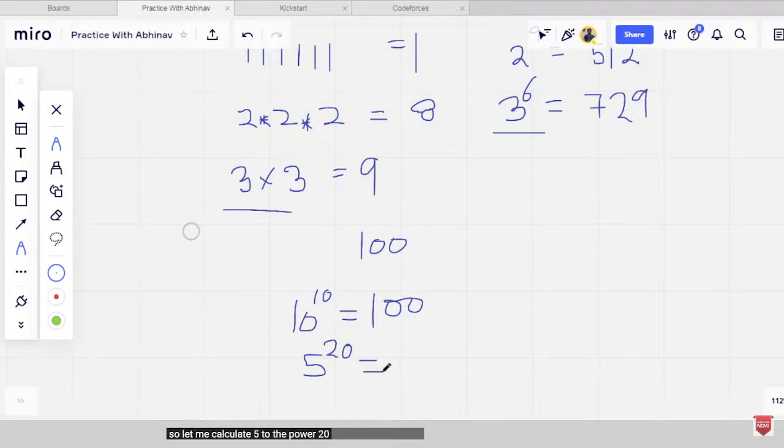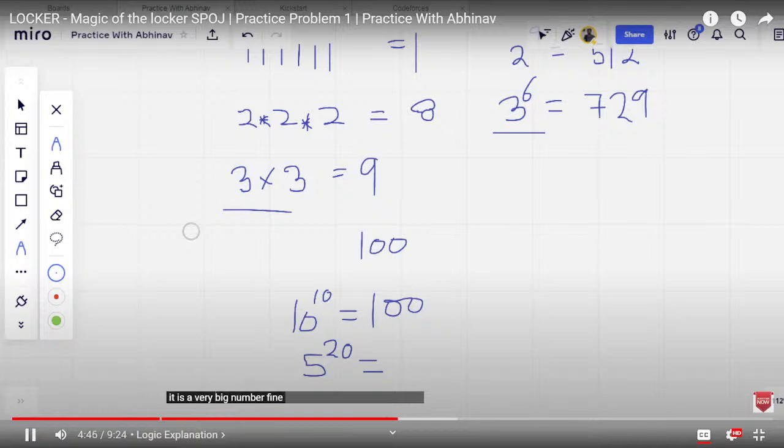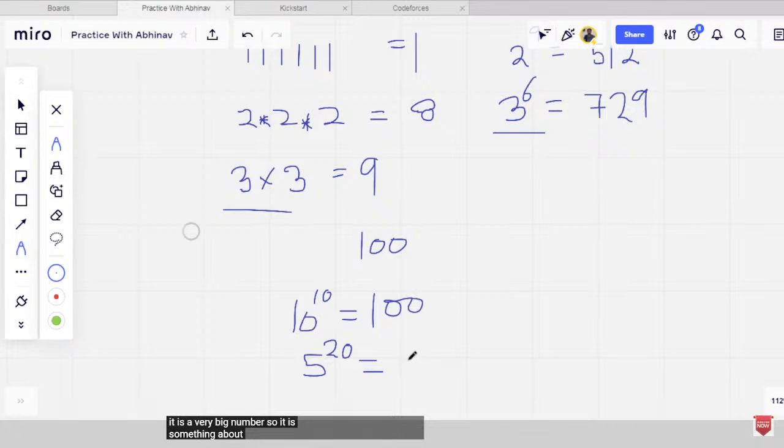to the power 20. Just give me a second. Okay, so the value of 5 to the power 20 is a very big number, fine. It is a very big number. So it is something about n into 10 to the power 13. Okay.